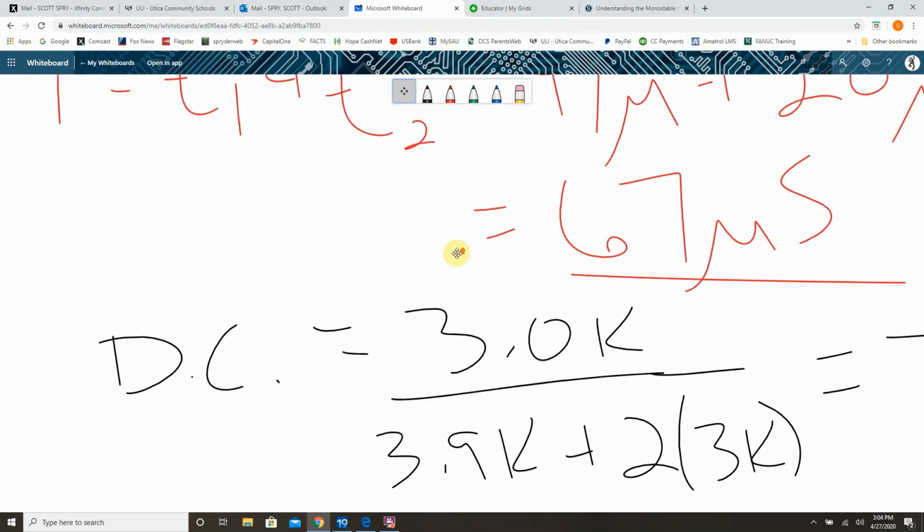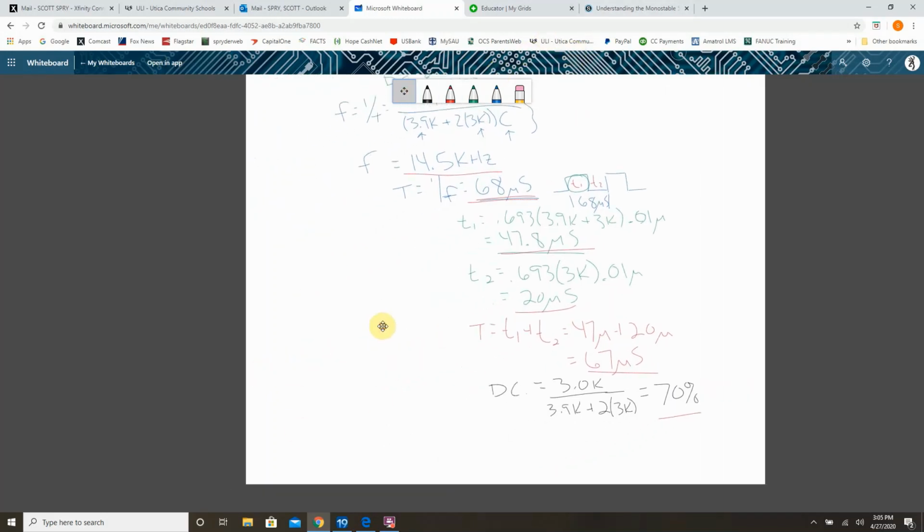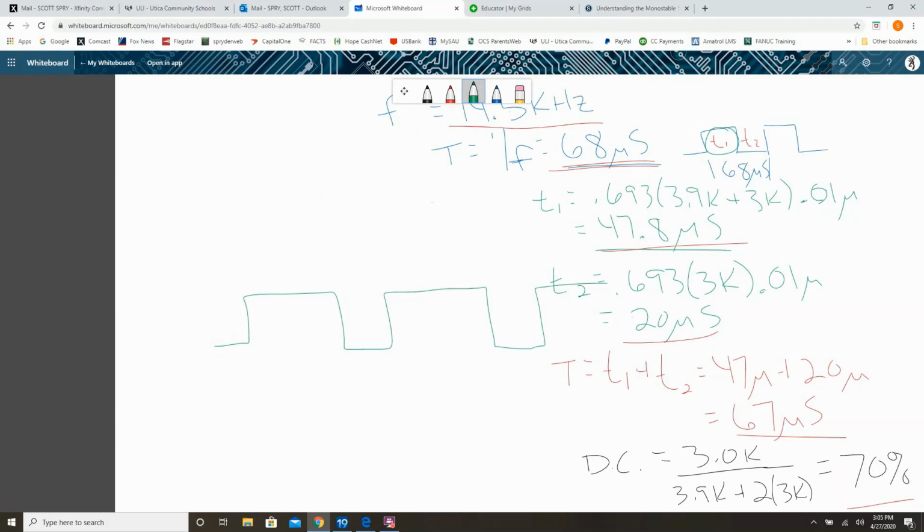All right, so what does all this information mean? I'm going to zoom out a little bit. What do we know right now? We know that our frequency is 14.5 kilohertz, our period is 68 microseconds, we have a T1 of 47.8, a T2 of 20, and a duty cycle of 70. Well, this is what it tells us. What it tells us is our pulse looks kind of like this, where T1 is 47.8 microseconds and T2 here is 20 microseconds.